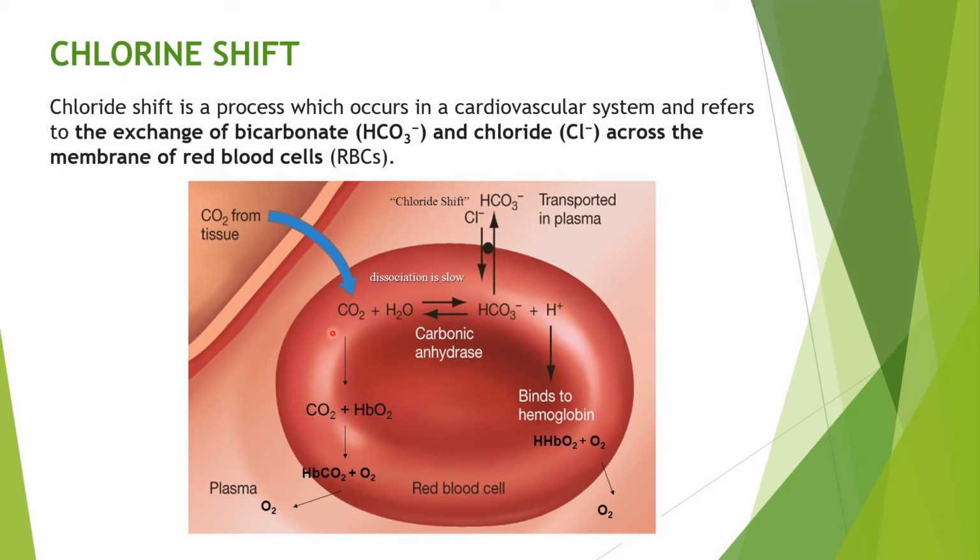So, you can see that the carbon dioxide reacts with the water to form carbonic acid, which gets dissociated in the presence of carbonic anhydrase into H plus ion and bicarbonate ion. This bicarbonate ion moves out from the RBC into the blood plasma, and as a result, the chloride ion which is present in the plasma gets inside the RBC to maintain the electrical charge. This shift of chloride ion is known as the chloride shift.